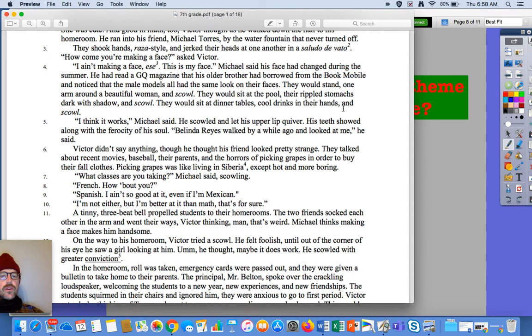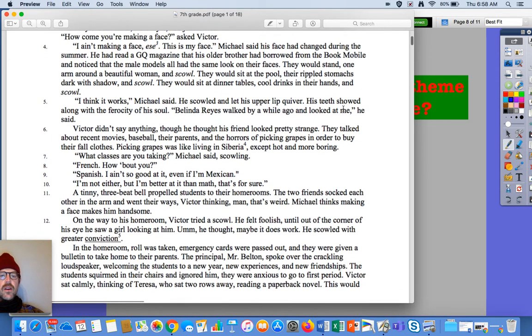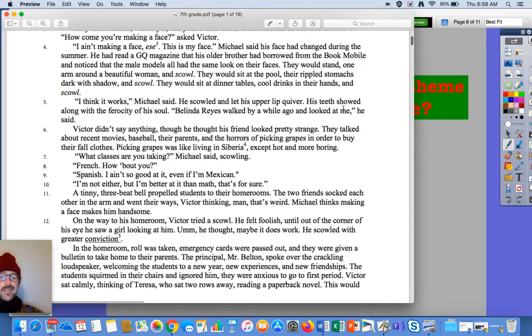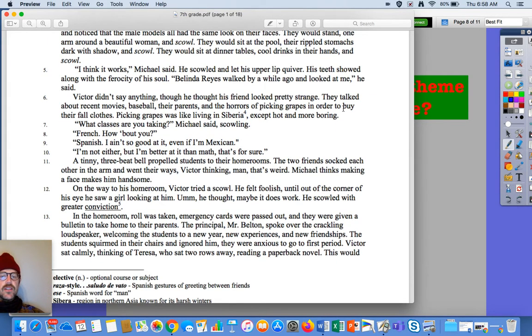A tiny three-beat bell propelled students to their homerooms. The two friends socked each other in the arms and went their ways, Victor thinking, "Man, that's weird. Michael thinks making a face makes him handsome." On the way to his homeroom, Victor tried to scowl. He felt foolish until out of the corner of his eye he saw a girl looking at him.